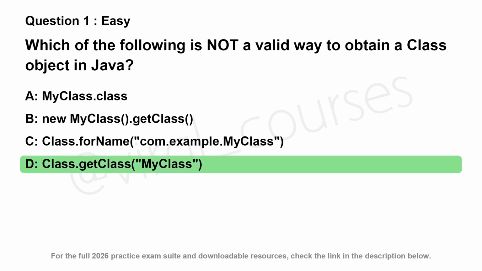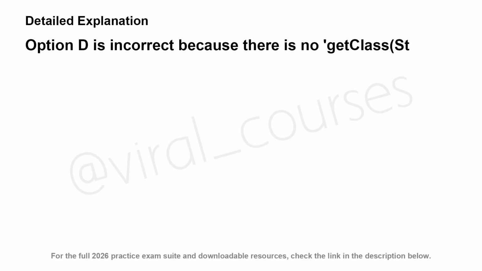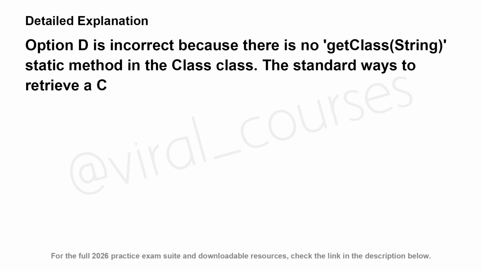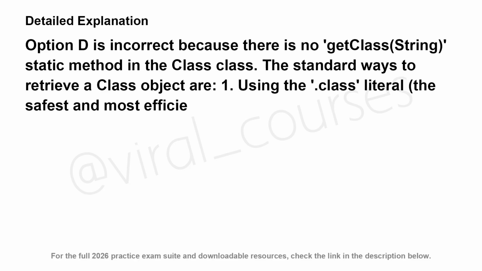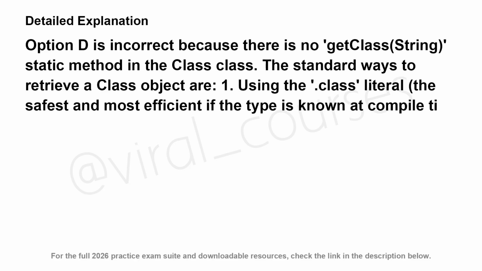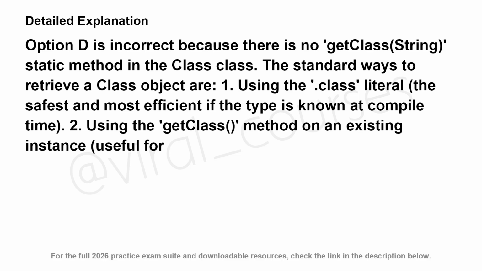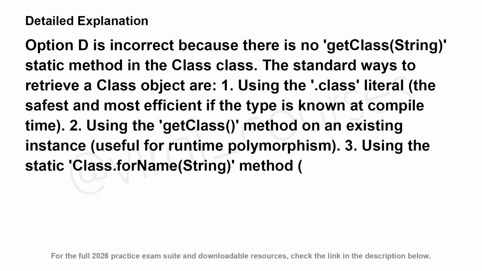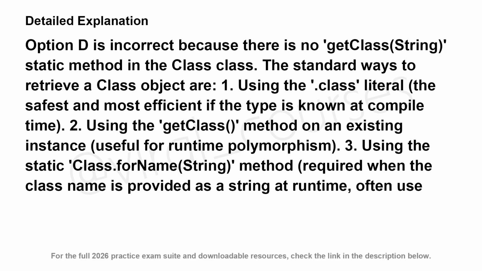The correct answer is D. Option D is incorrect because there is no static getClass(String) method in the Class class. The standard ways to retrieve a Class object are: 1. Using the class literal, the safest and most efficient if the type is known at compile time. 2. Using the getClass method on an existing instance, useful for runtime polymorphism. 3. Using the static Class.forName(String) method, required when the class name is provided as a string at runtime. Often used in JDBC or plugin systems.